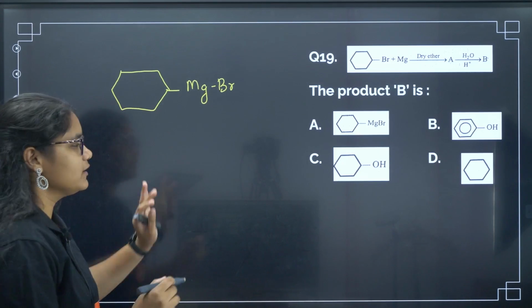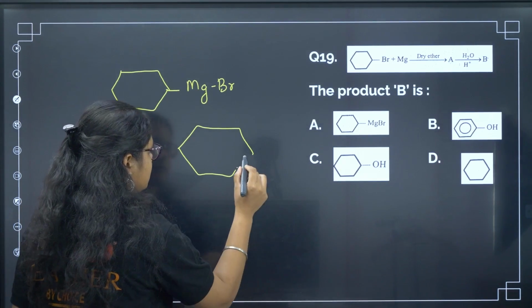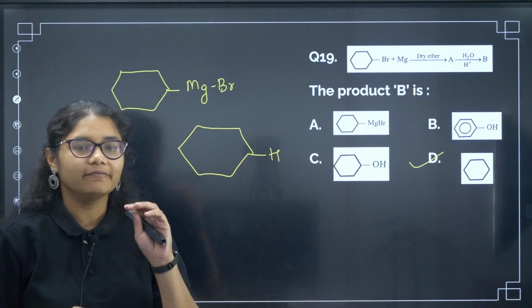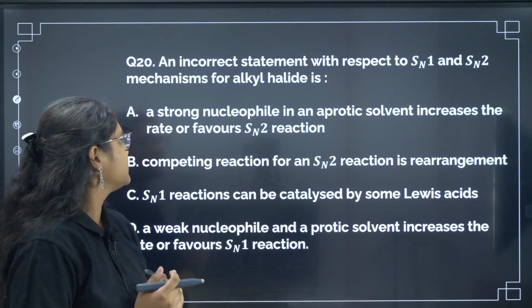Hydrogen will be replacing it. So we will get cyclohexane. Okay, this H will come here. So the correct answer for this question will be option number D. Very simple reactions. So let us see the next question.